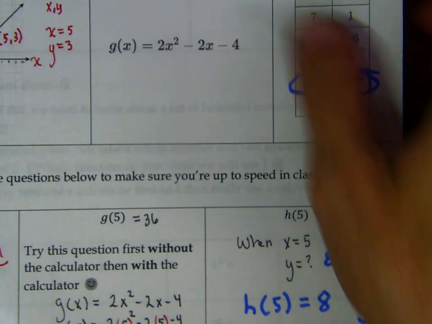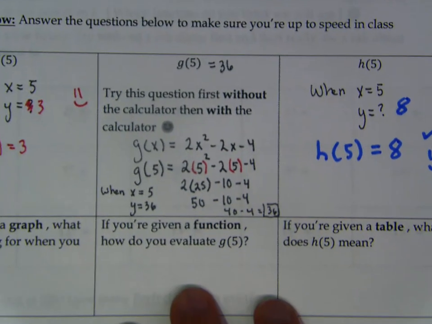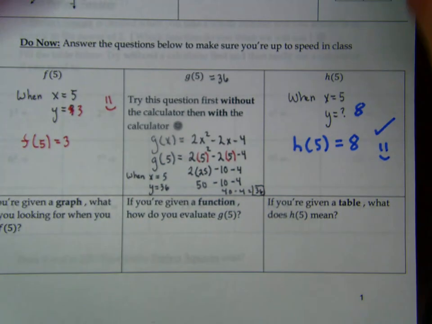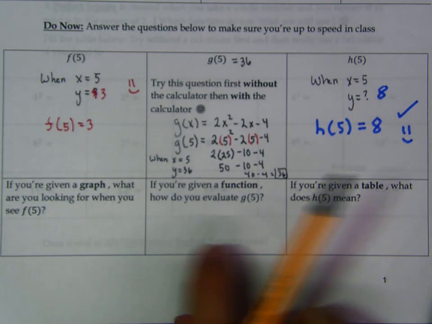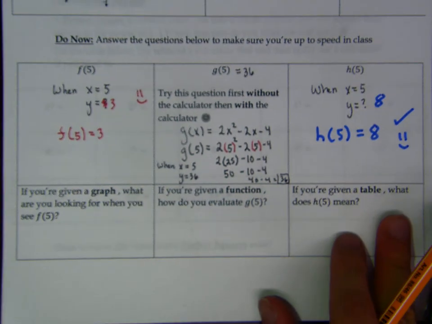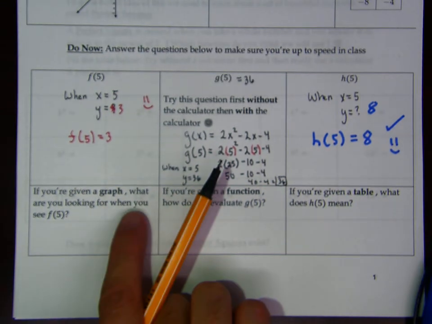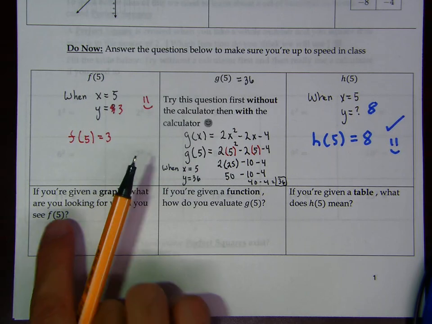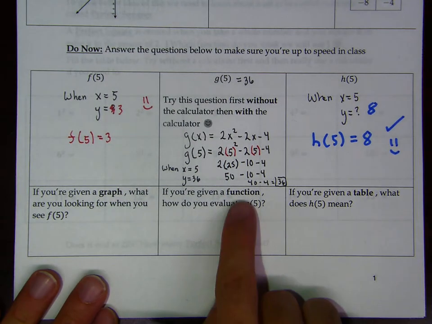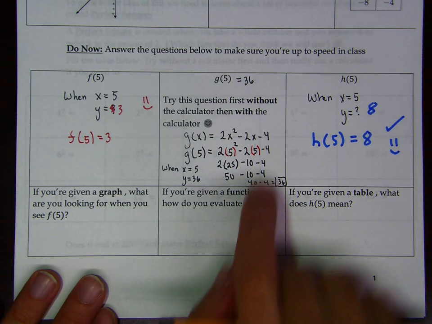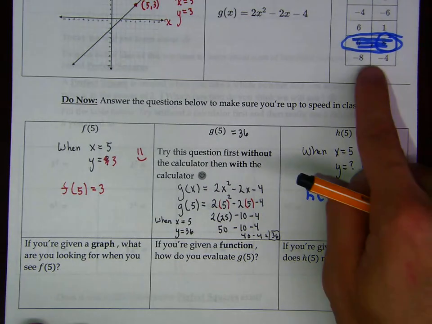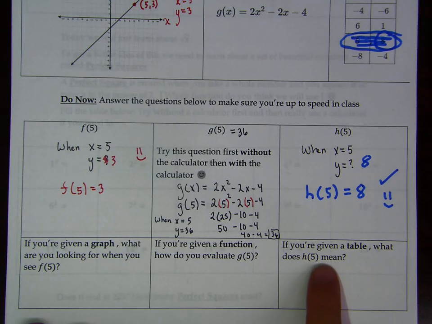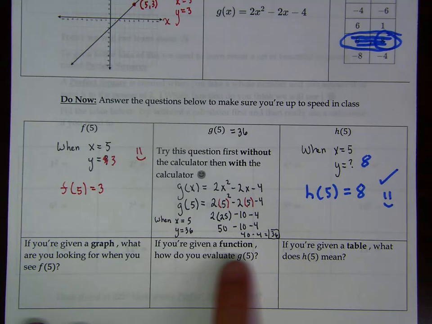All right. So this should be the first couple of answers in the beginning, right? So now let's take a look here. Something that you could do to summarize the idea. If you are given the graph, what are you looking for when you see f of 5? When you are given the function, how do you evaluate g of 5? When you are given the table, what does it mean to find h of 5, right? Summarize this in your own words.